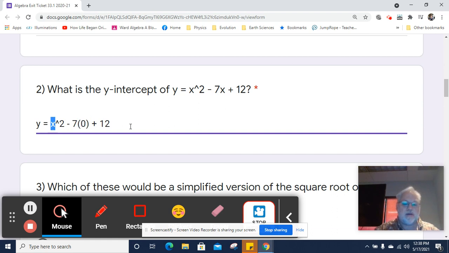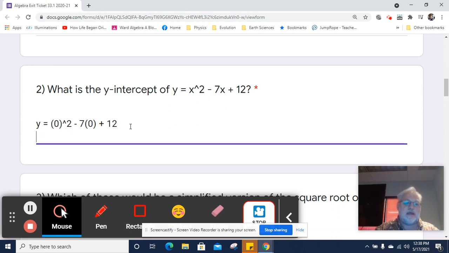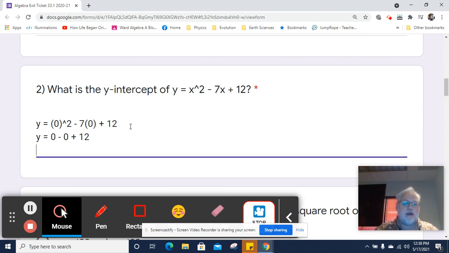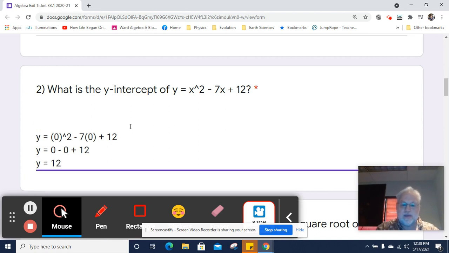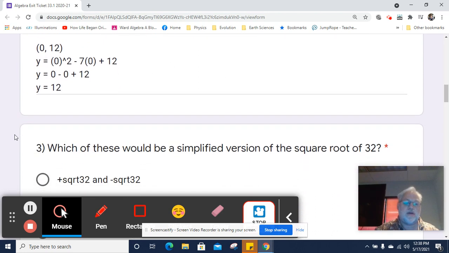So x will be 0 there, and x will be 0 there. And hopefully it's pretty clear to you that that means that y will equal 12. But here's why. It'll be that 0 squared will be 0, minus 7 times 0, which will be 0, plus 12. So all that's left standing is the 12. So y will equal 12 when x is 0. And so the y-intercept is (0, 12).